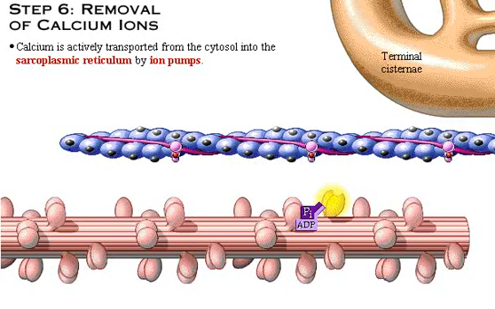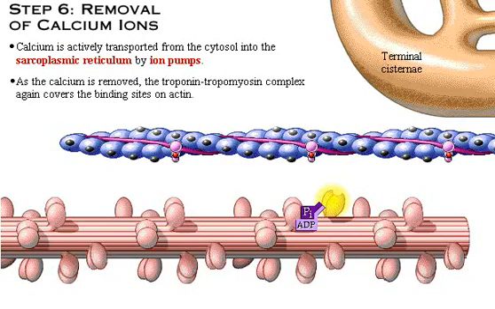In the final step, calcium is actively transported from the cytosol back into the sarcoplasmic reticulum by ion pumps. As the calcium is removed, the troponin-tropomyosin complex again covers the binding sites on actin. Click a calcium ion to see this process.